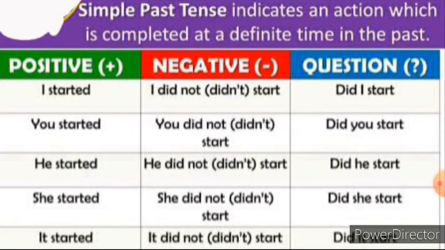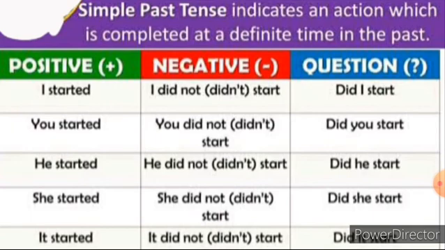The next one, you. How do you change it into negative? Before not, you have to add the past word did. You did not start. Don't write started. It is wrong. In the first place itself we have mentioned the past form did, so you need not write ed. You did not start. The next one. He did not start. She did not start. It did not start. Instead of did not, you can use the short form didn't.